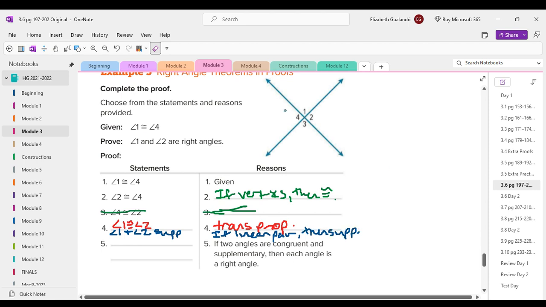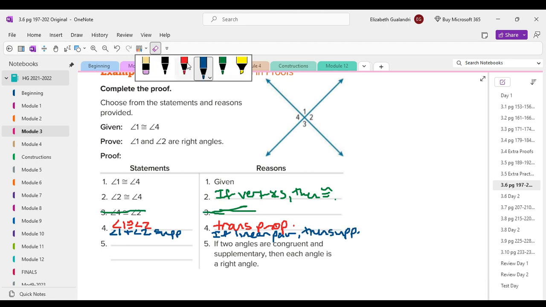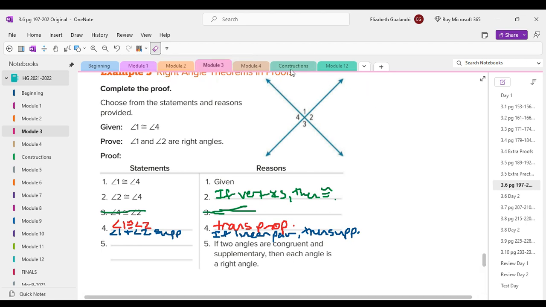That's interesting that those were not in my version of this. There's a chance that some of your books have different typing, so there's a chance that yours has that. So then lastly, if two angles are congruent and supplementary, so we said angle 1 is congruent to angle 2, angle 1 is supplementary to angle 2, then each angle is a right angle. So now we can say that angle 1 and angle 2 are right angles. And we're going to just state it exactly as it says right there in the proof statement.